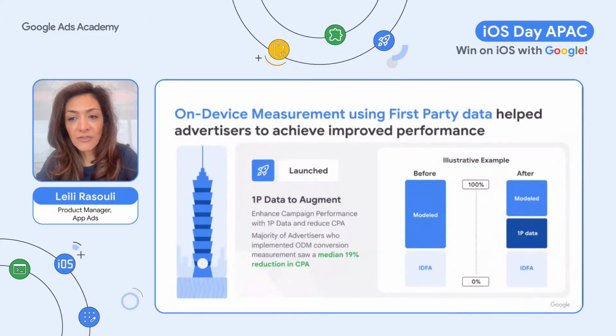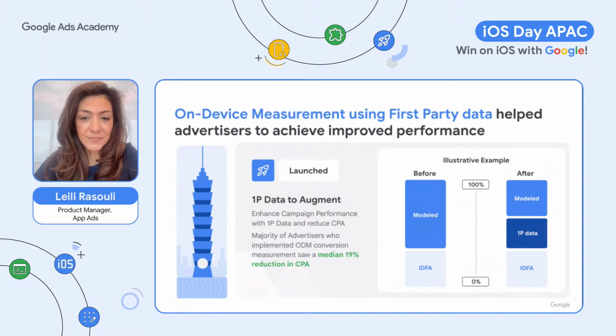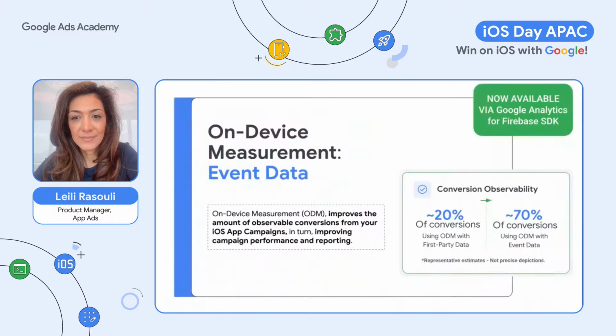However, there is a limitation with on-device measurement with PII. Our product only works well if many of your users are signed in. Our new solution that I'm going to speak about is on-device measurement with event data, and it is going to benefit all apps, even without signed-in users. Google is extending on-device measurement capabilities with event data, further enhancing conversion tracking and campaign optimization for iOS app campaigns.